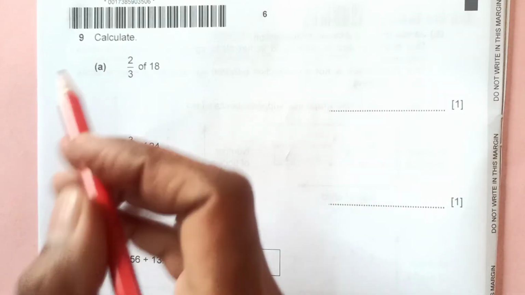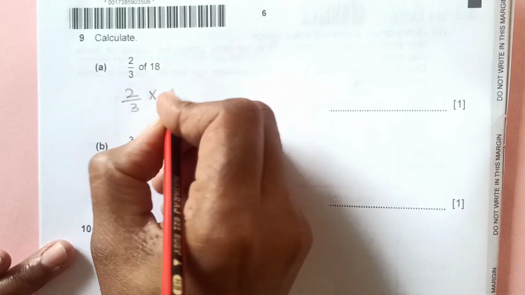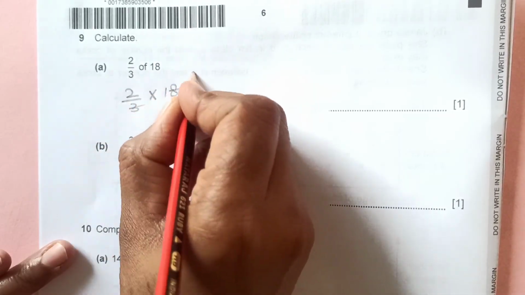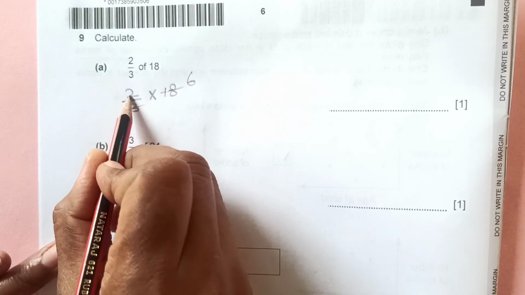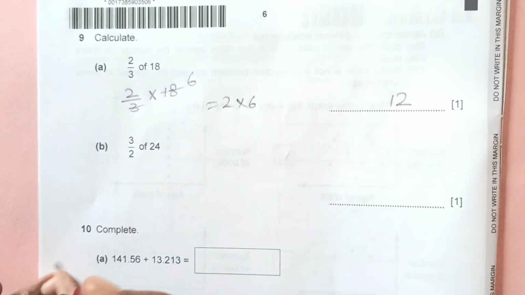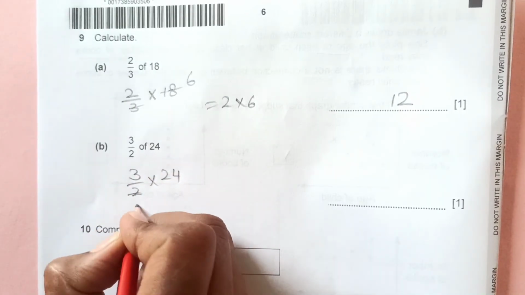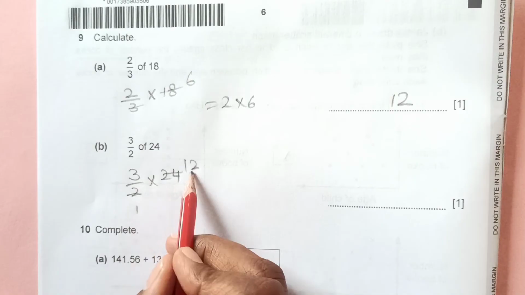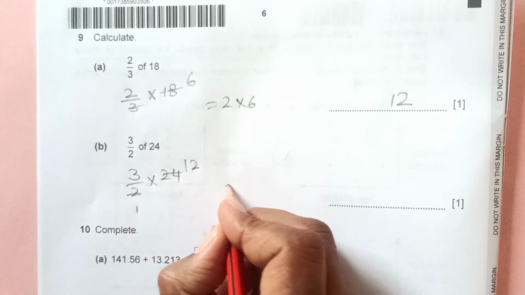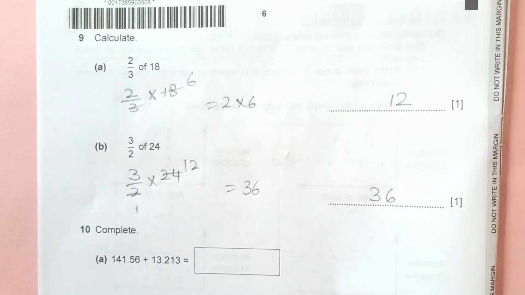Question 9. Calculate 2 over 3 of 18. So 2 over 3 of means multiply by 18. So 3 times 6 is 18. Now we are left with 2 and 6, 2 times 6 is 12, right? Now here we have 3 over 2 times 24. So 12 times 2 is 24. 12 times 3 is 36. So the final answer is 36, right?